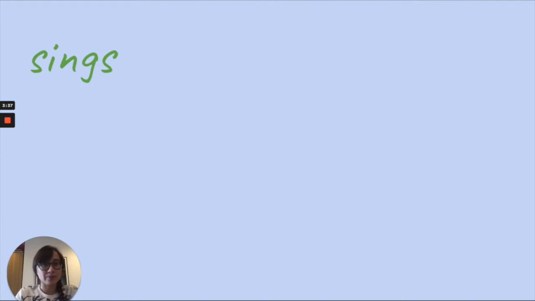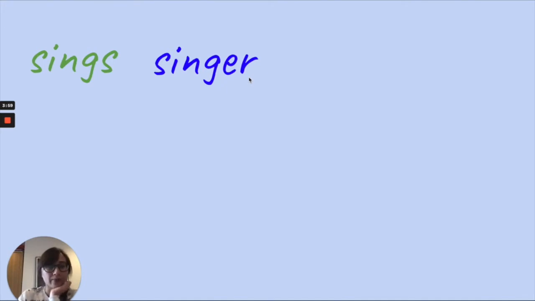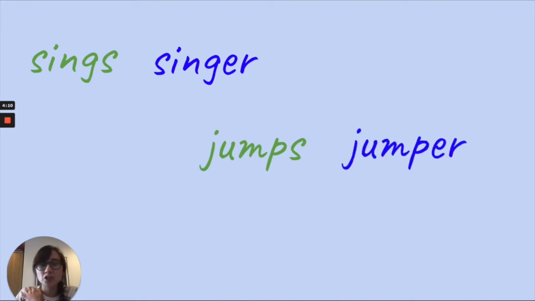So what do we need to do to change the verb to a noun? Let's look at this word, sings. Sings is the verb and we want to change it to a noun. Let's think of the Mr. Phillips example. Mr. Phillips sings. Mr. Phillips is a singer. So we've changed sings to singer. Singer is the noun. Jumps, that was the kangaroo example. The kangaroo jumps. The kangaroo is a jumper. So we've changed the verb, jumps, to a noun, jumper.